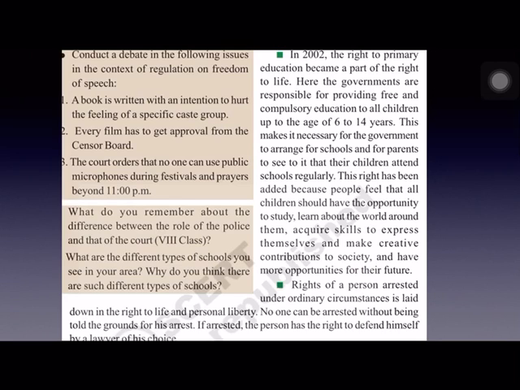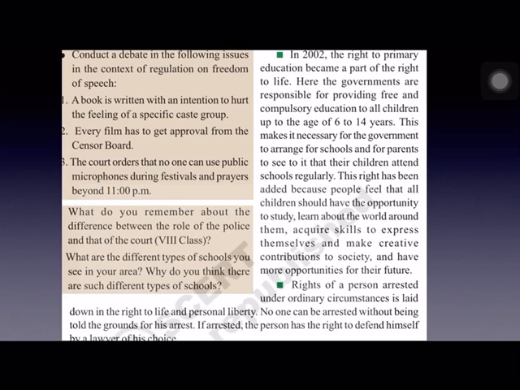This right has been added because people feel that all children should have the opportunity to study. Each and every child must be given an opportunity to study and learn about the world around, and to acquire more and more skills to express themselves and to contribute to the development of the society and thereby to the development of the country. Everyone must be given an opportunity.